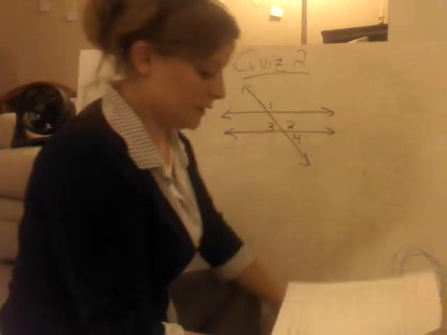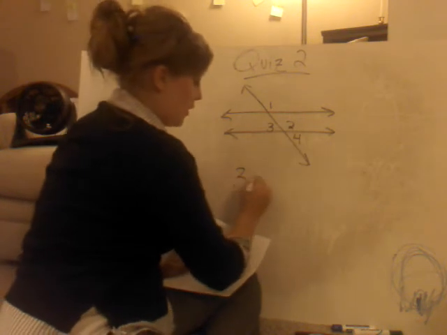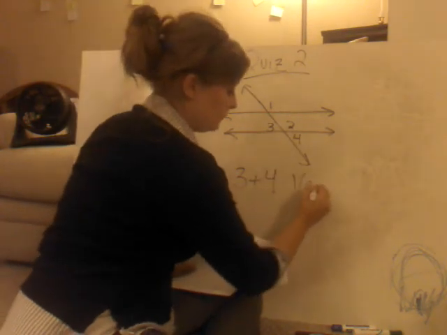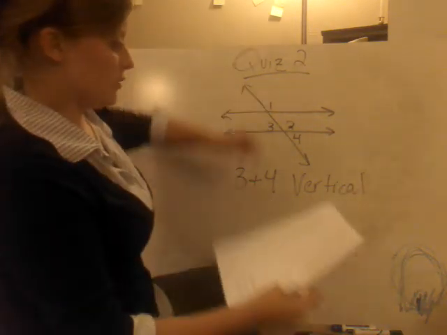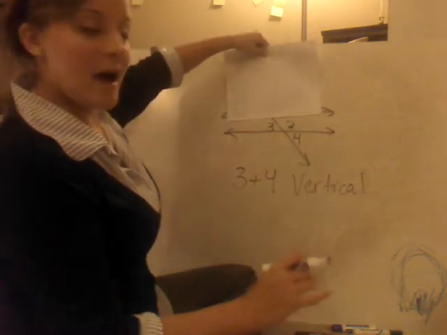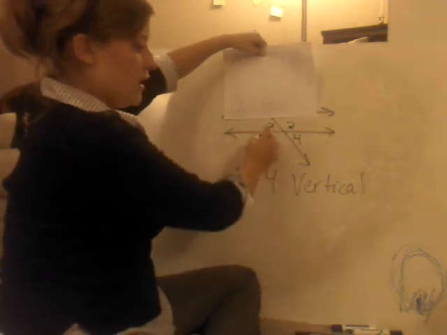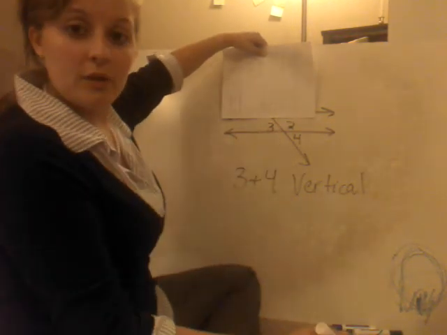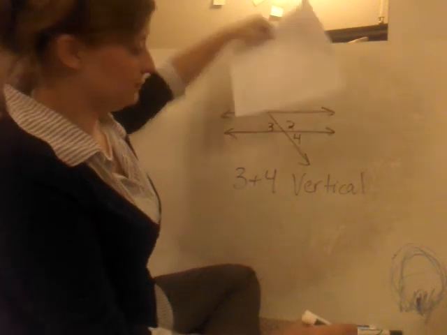Alright, next, 3 and 4, right here. 3 and 4 are vertical angles. They're vertical because no matter what's going on anywhere else, I have two lines intersecting, so I have this intersection point right here, and these two are directly across from each other, making them vertical angles. They're the same measure angle.